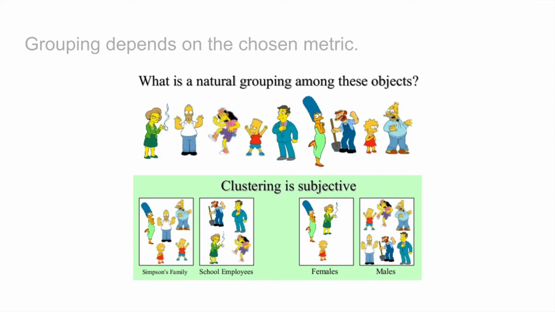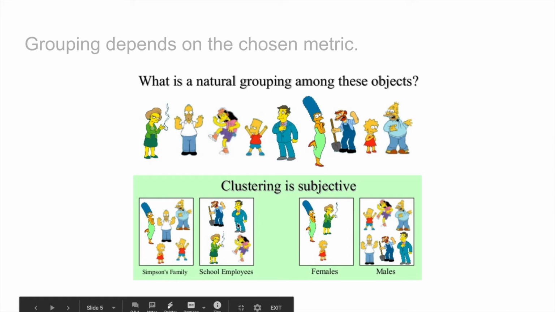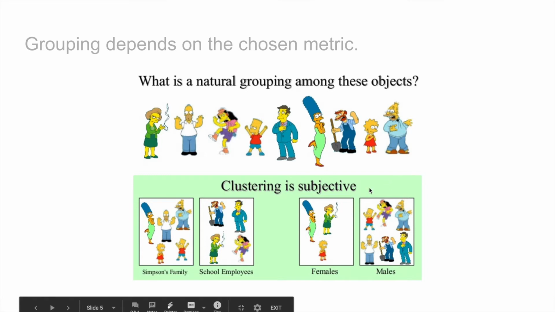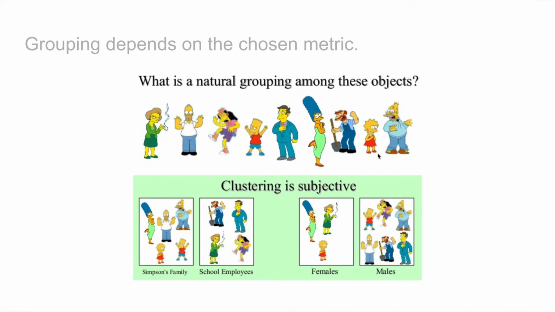So, for instance, if we look at this cast of The Simpsons characters, what's a natural grouping among all of these objects? Well, it is subjective ultimately. One clustering could be the Simpsons family versus the Simpsons employees or school employees. Another clustering could be just the females and the males out of this group. It does become a question of which one is better, which one is worse, and it may just depend on your goal. Maybe you would like to know information about the cluster of females and males. Maybe you would like to know information about the clustering of a family versus an environment. This is an interesting problem that a lot of clustering runs into.